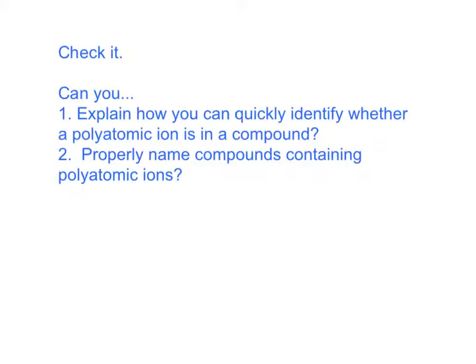Okay, I told you this was going to be a quick lesson, so just make sure that you're able to explain how you can quickly identify whether there is a polyatomic ion in a compound. I found students who actually can't do number 1 have just a really hard time in general, sort of reading almost like the language of chemistry, okay? So hopefully you're saying that you're looking for more than 2 elements. And secondly, you need to be able to properly name compounds containing polyatomic ions. Remember, really the only change here from previous ionic compound name writing is that you just take the whole name of that polyatomic ion.